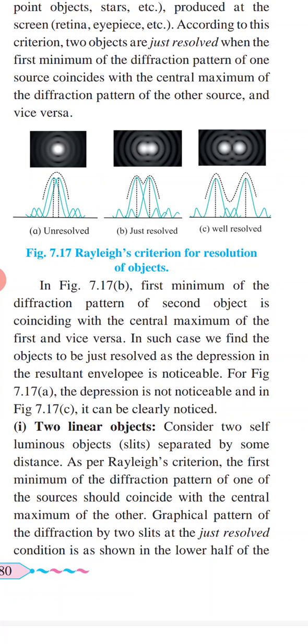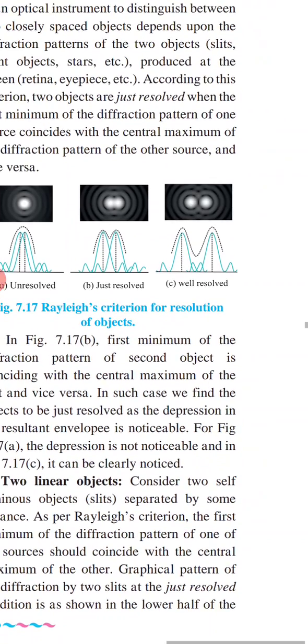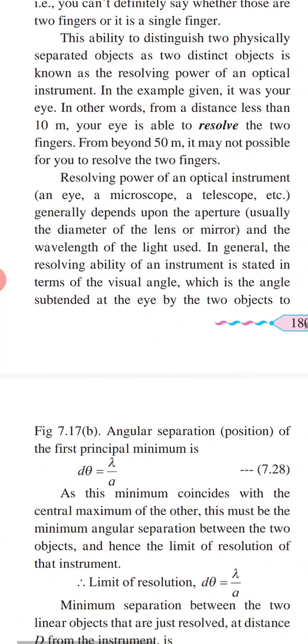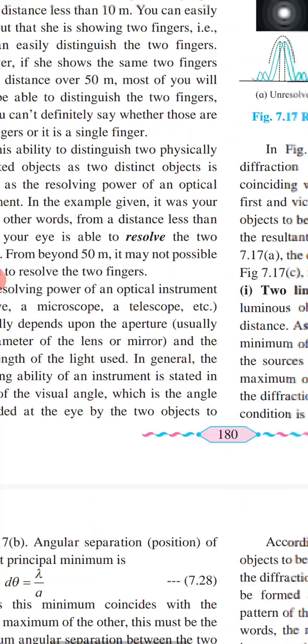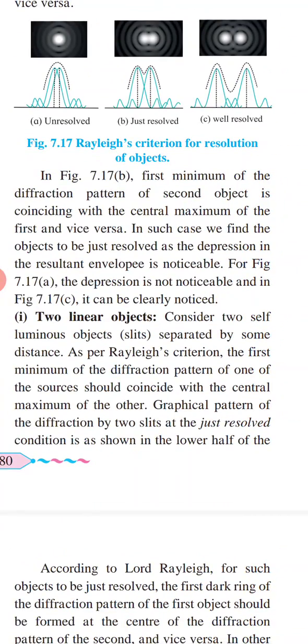First, two linear objects. Consider two self-luminous objects, slits, separated by some distance. As per Rayleigh criterion, the first minimum of the diffraction pattern of one of the sources should coincide with the central maximum of the other. So the graphical pattern of the diffraction by two slits at the just resolved condition is shown in the lower half of figure 17.b. Okay, so you can notice here the lower half.